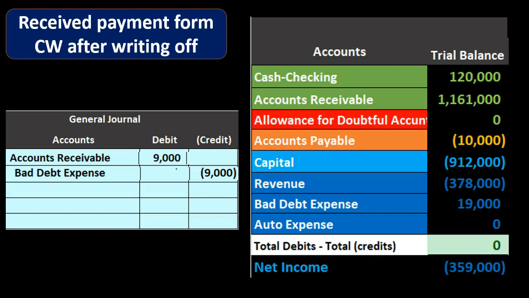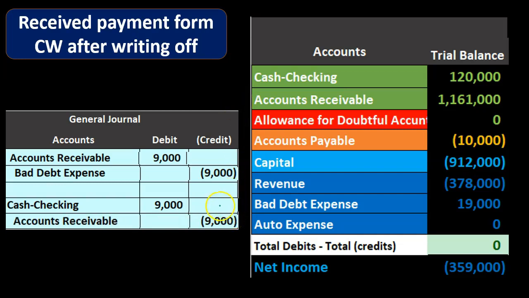We got paid on account. The accounts receivable is back in good standing. Therefore, we're going to say it's cash affected. Yeah, it's a debit. We're increasing cash with a debit. So it's a debit to cash, and then we're decreasing the receivable, which we just increased, by the 9,000.